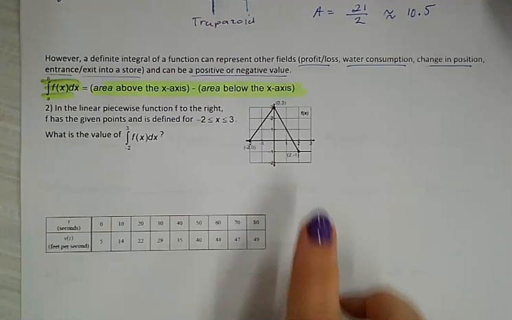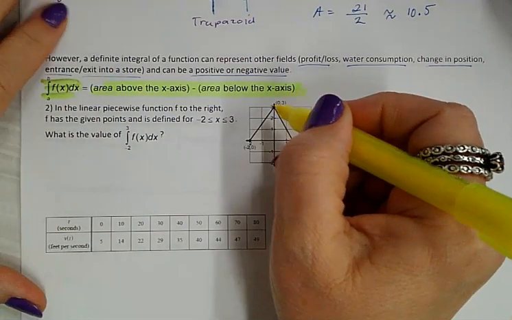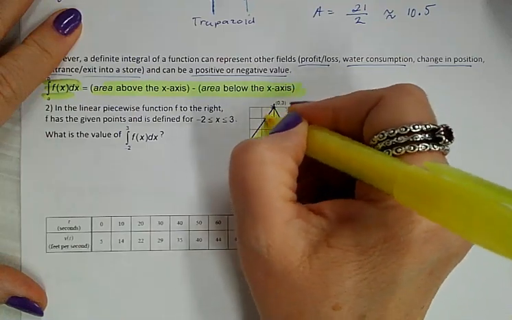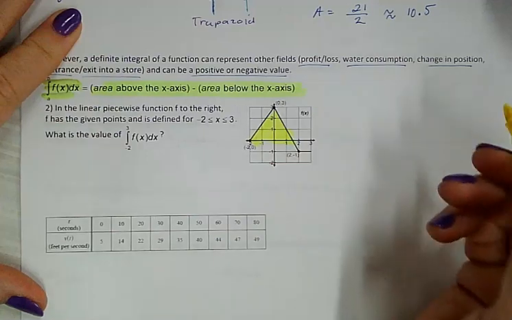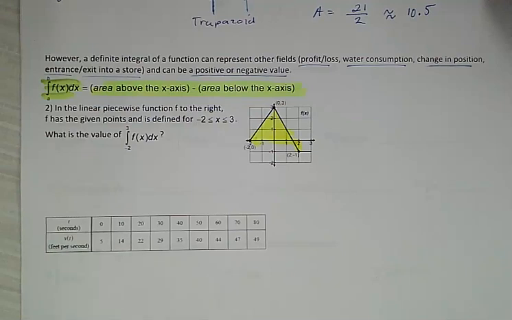So in the linear piecewise function to the right, f has given points and is defined for -2 to 3. And so what is the value of the area under the curve from -2 to 3 of f of x dx? Okay, so let's look at what's going on here. I'm finding the area bounded by the curve, the x-axis. So I am definitely finding this part, and that part is above the x-axis, so it's positive. But I also have a little piece down here that's below the x-axis, and that's going to be negative.